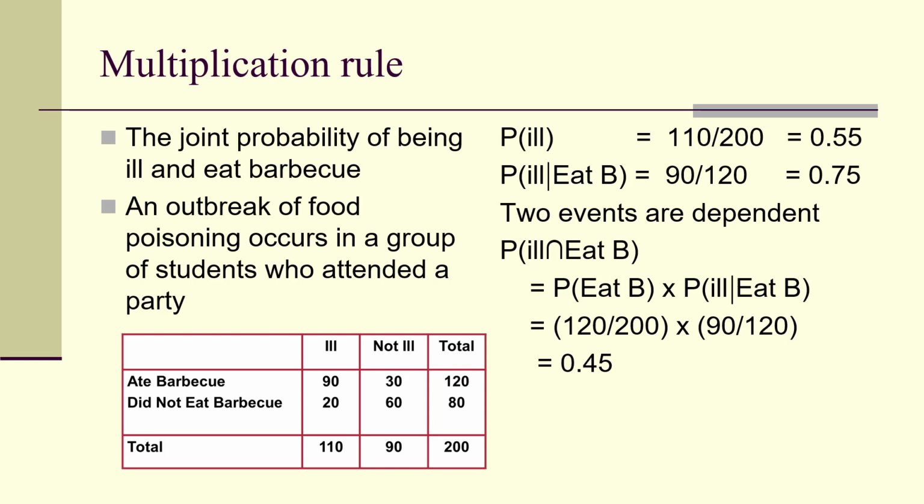Then the probability of eating the barbecue and being ill is equal to the probability of consuming the barbecue multiplied by the probability that an individual is ill given that she or he has eaten the barbecue. So we have 120 over 200 times 90 over 120, which is equal to 0.45.